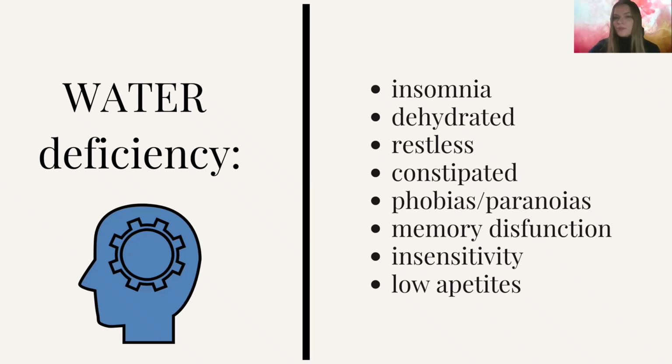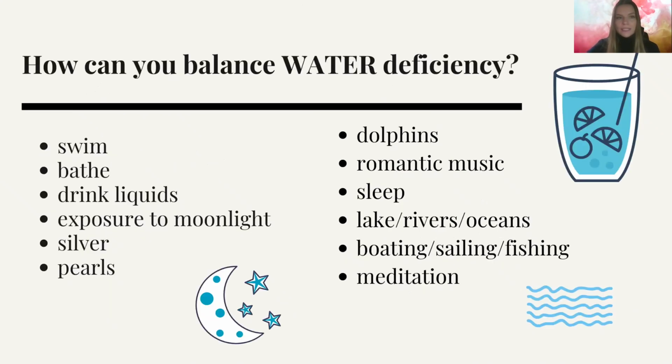Now, phobias, paranoias, maybe phobia of spiders. Memory dysfunction, yes, because water also rules memory, unless your moon is unaspected and you have water deficiency. But if your moon is unaspected, then you could have a very, very good memory. Insensitivity and low appetite as well. So now, how can you balance that? Swimming is wonderful. So basically, you have to attract water to you. You have to be around water if you like water in your birth chart. So swimming.